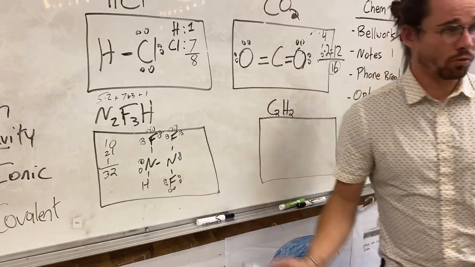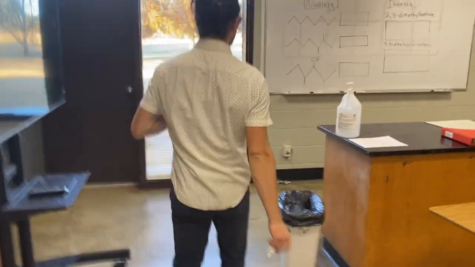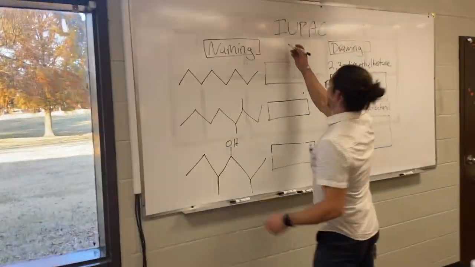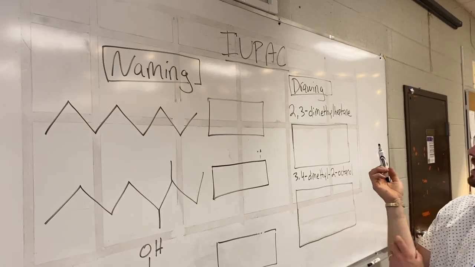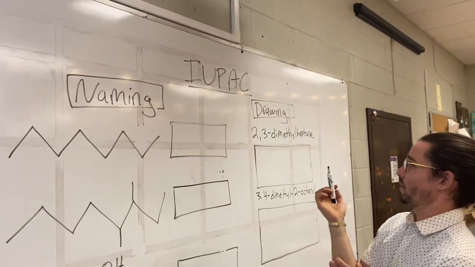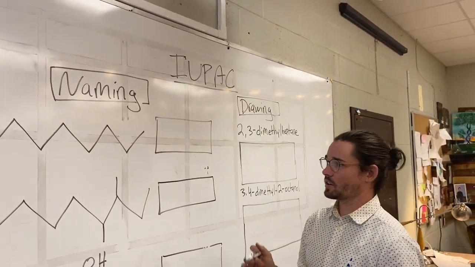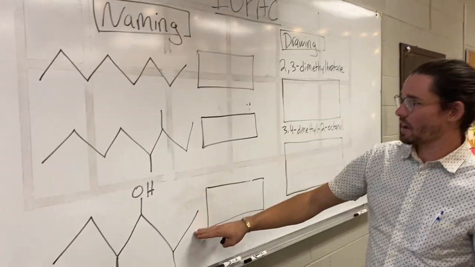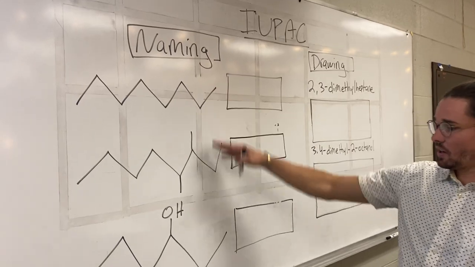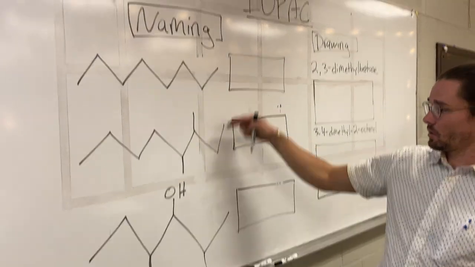All right, let's run over here to IUPAC. IUPAC stands for International Union of Precise and Applied Chemistry. It doesn't matter what that stands for, but you just need to learn how to name these alkanes. I start easy and I work harder, okay? I get to the harder ones down here.